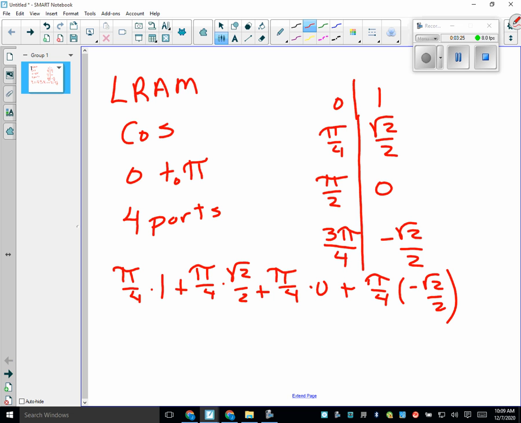We can do the distributive thing, right? Just put it on the other side. Okay. Does that make sense? That's the answer right there. Why do we multiply by pi over 4 again? Because that's the width.